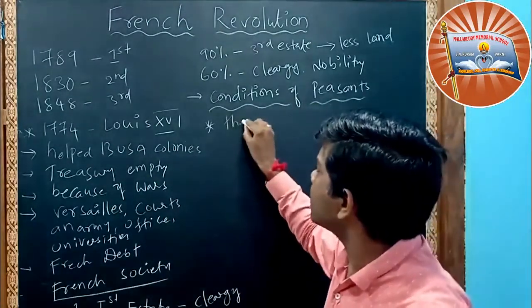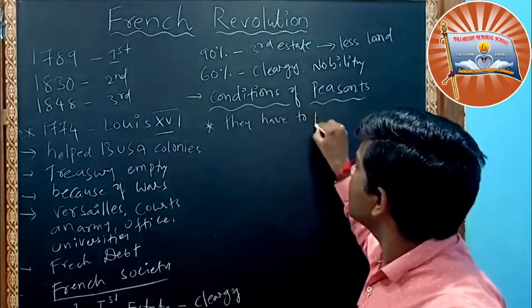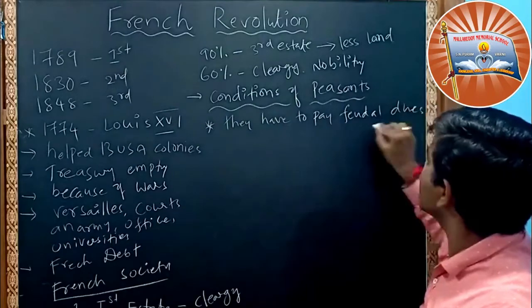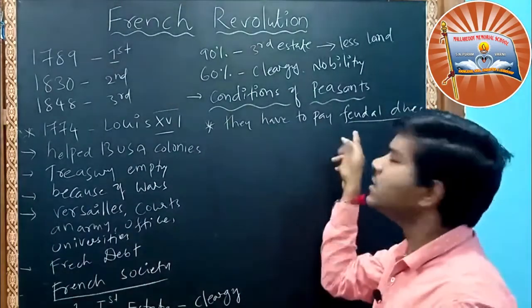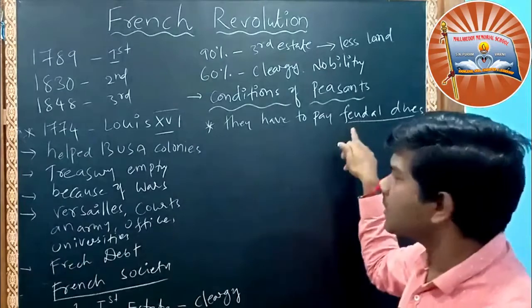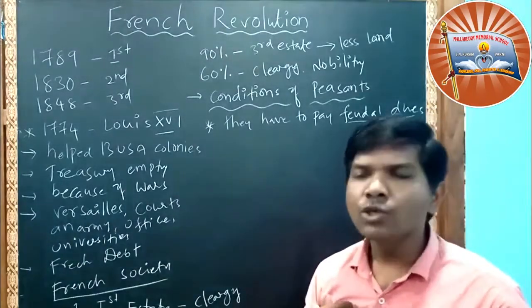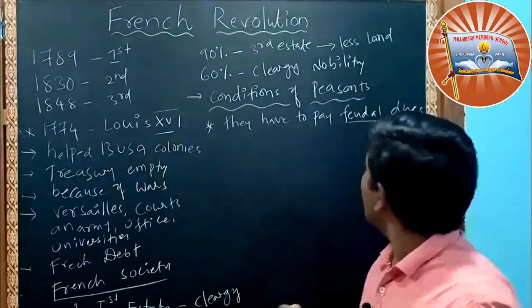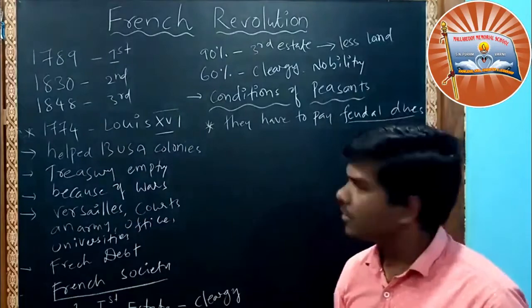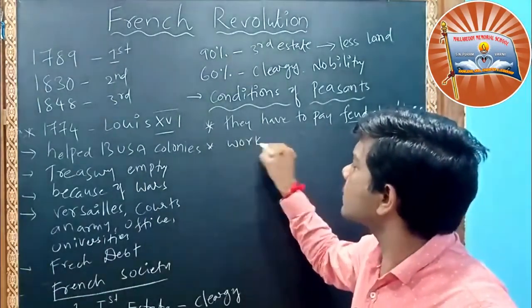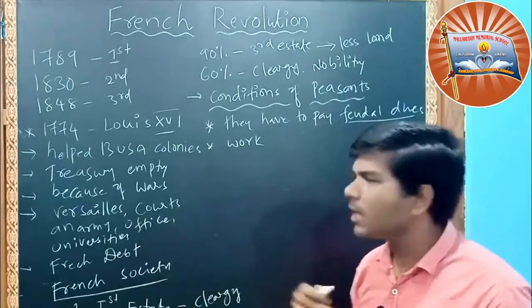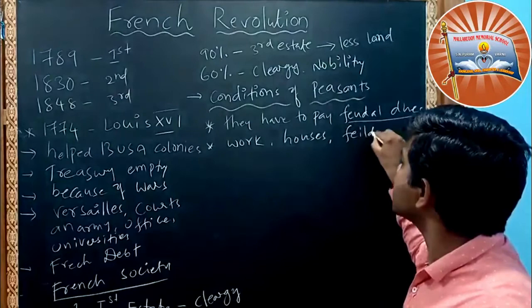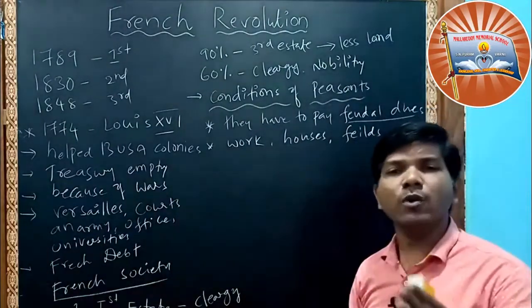They have to pay feudal dues. Sir, what are feudal dues, sir? Feudal means landlords. If I took a piece of land from the landlord or feudal lord, I have to pay some amount to him. Next, I have to work. I am a peasant now. I have to work in their houses, in their fields.